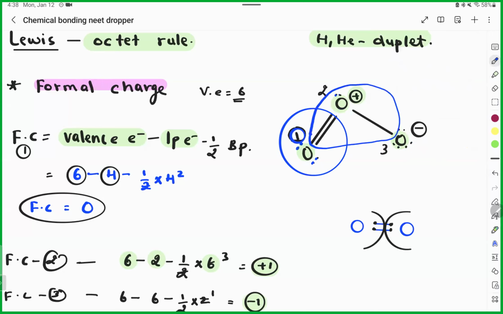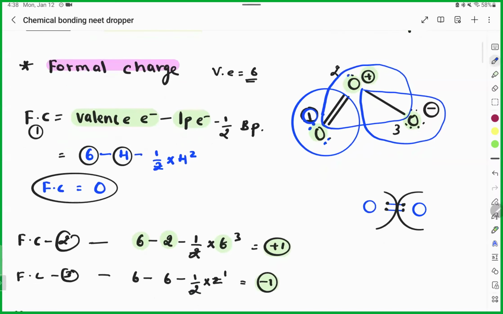And last, this third oxygen: six lone pair and two bond pair, total electrons eight. Every element wants to complete the octet rule. That is the basic rule. Based on that, we can see what the charge is on every atom, and for this we use the word formal charge. Understood, guys? Any doubt?